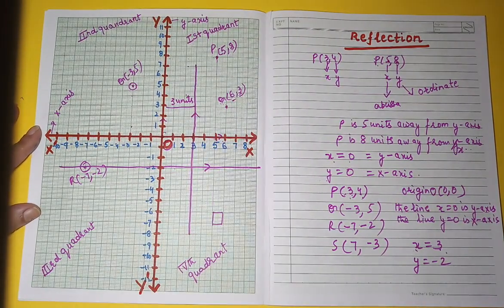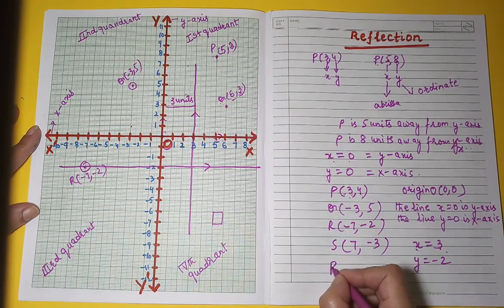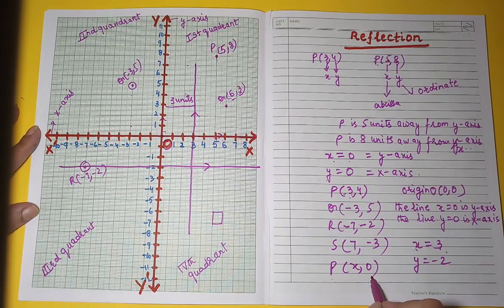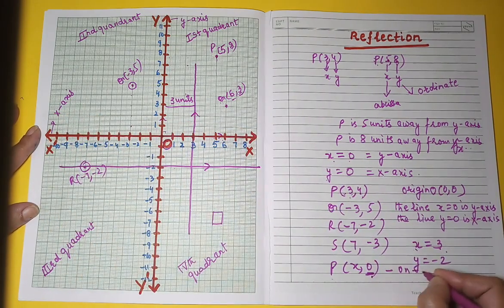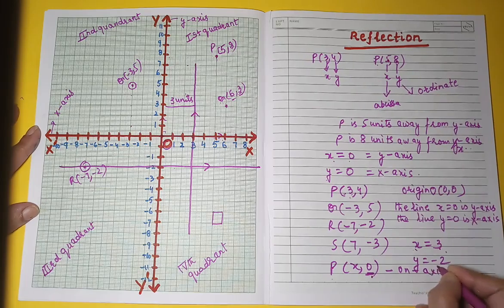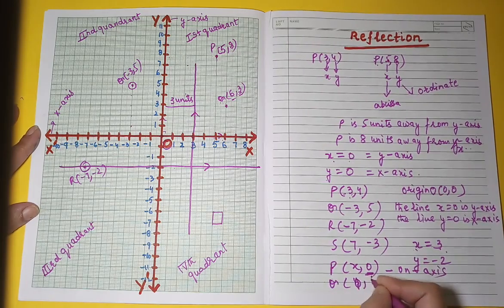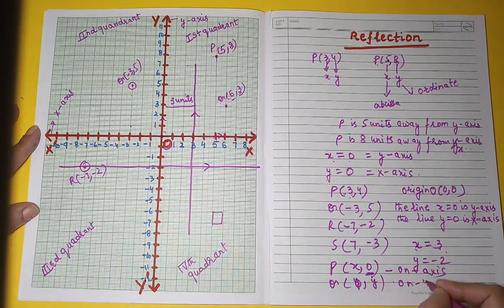Okay. So if you have to now represent any point, say for example P as x and 0, where will it be plotted? X and 0. X will have some coordinate and y is 0. So this will lie on the x-axis. The point will lie on the x-axis. This you have to understand. Then if you have Q as 0 and y, then the point will lie on the y-axis.